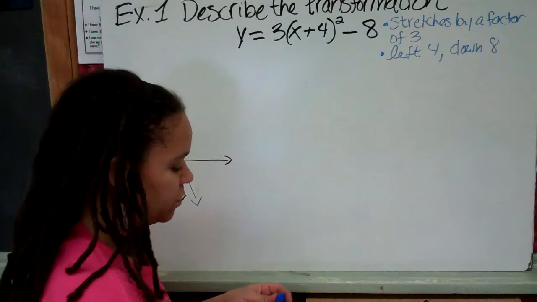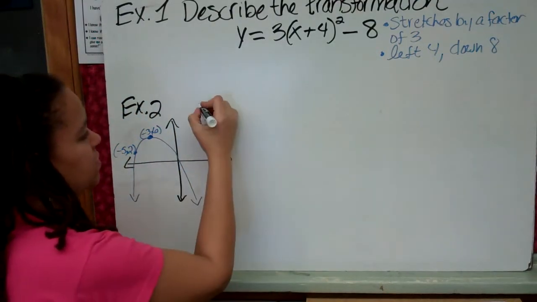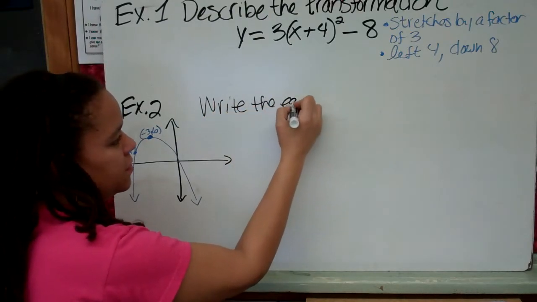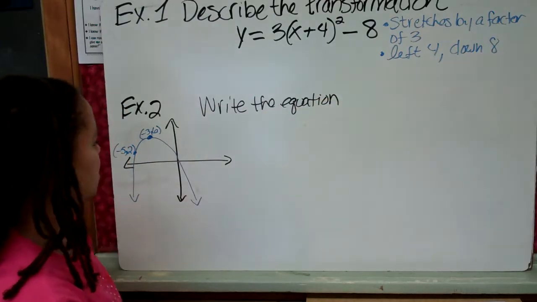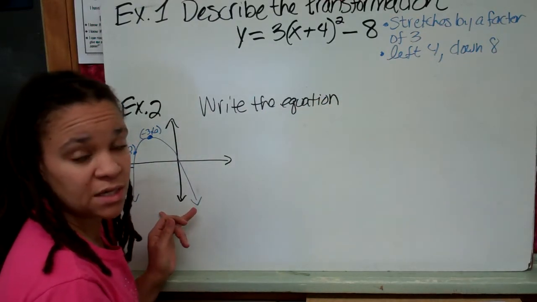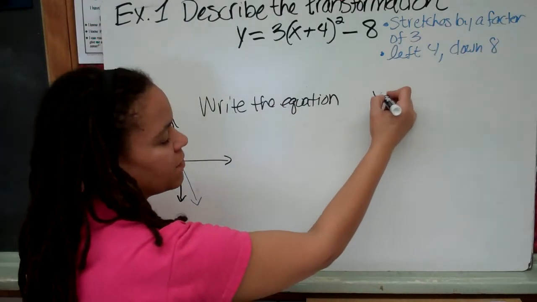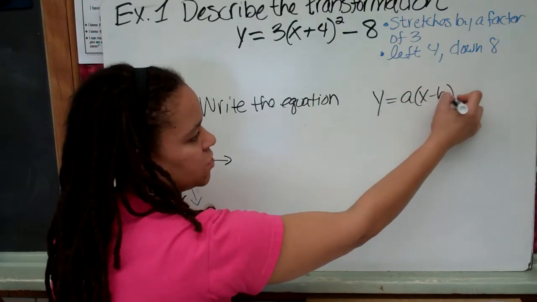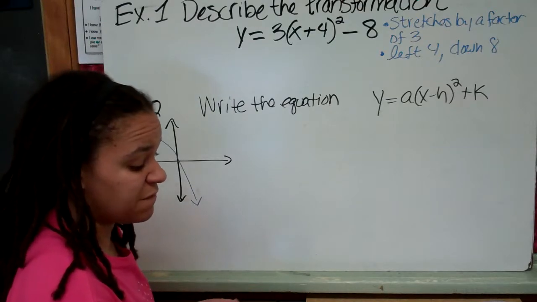Okay, example 2. I've given a parabola and I put points on there. I want you to write the equation for this graph. Because it's a parabola, we know we're using the quadratic equation, and so the vertex form of that, y equals a times (x minus h) squared plus k. So we know we're going to do that, and we need to plug some stuff in.